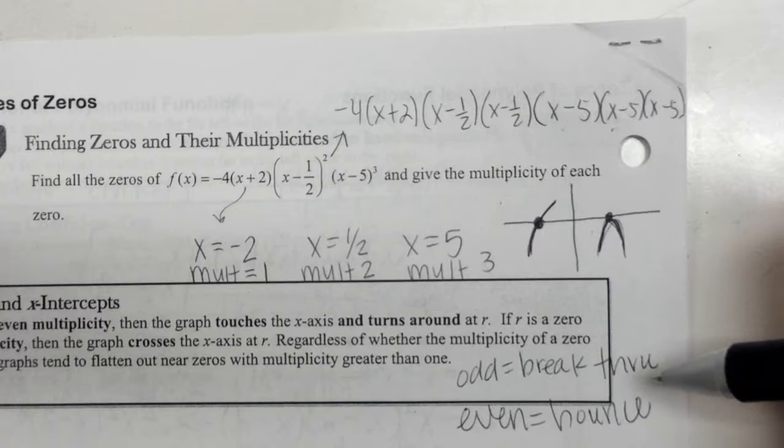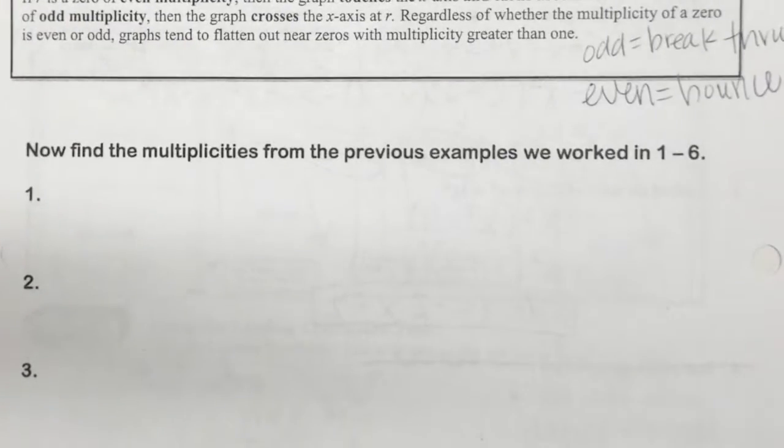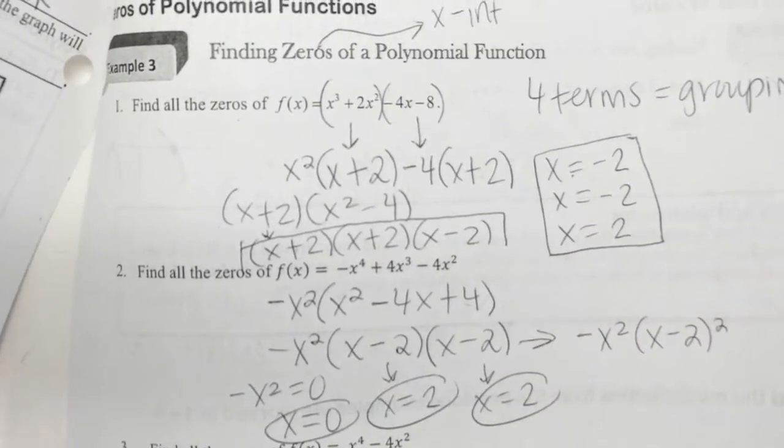We'll get to that when we start graphing next chapter on Tuesday. But for now, I just want you to find the multiplicities of each 0 that we found on this page. Okay?